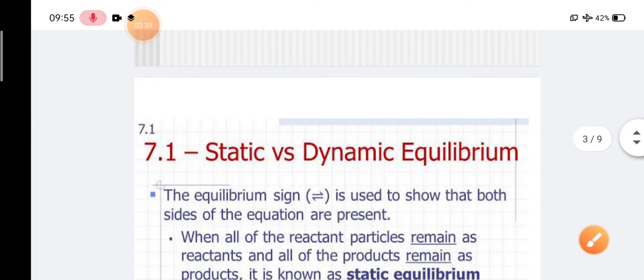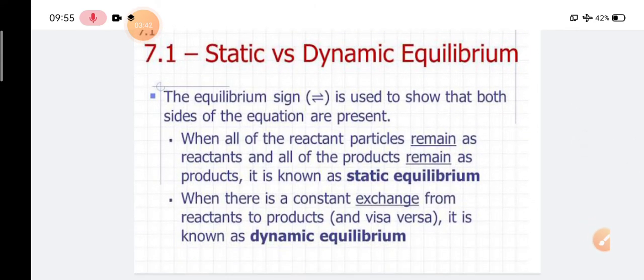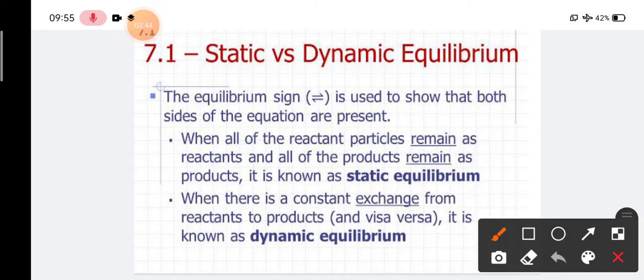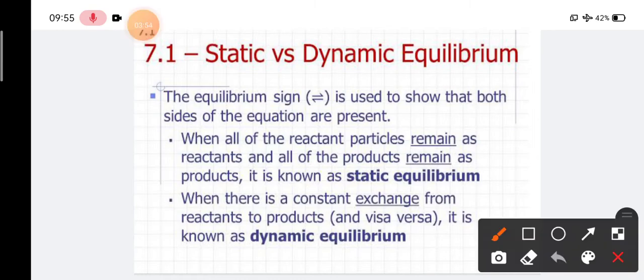Equilibrium is of two types, mainly static and dynamic. As I already discussed, the reversible sign is also called the equilibrium sign. The equilibrium sign is used to show that both sides of the equation are present.